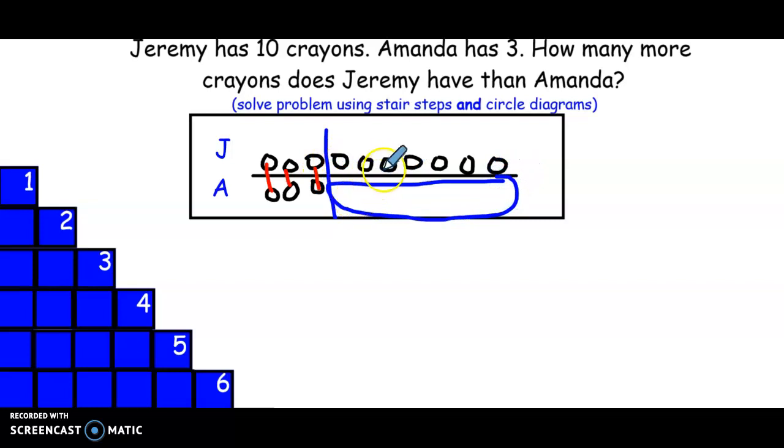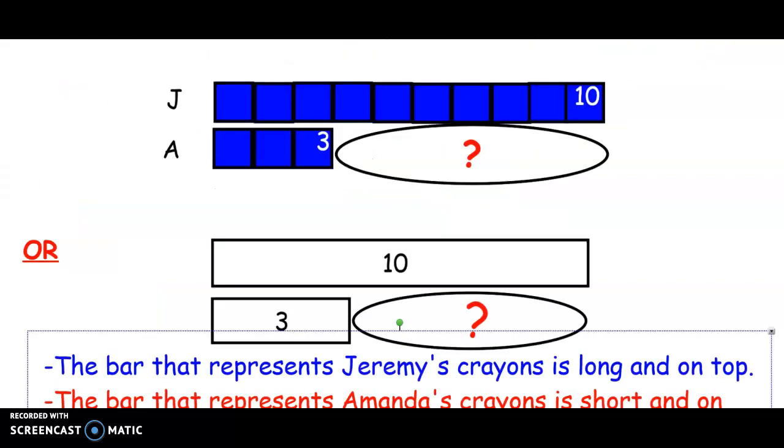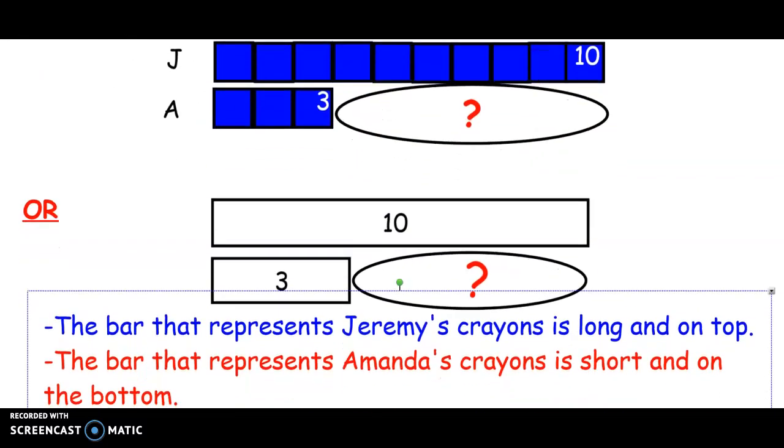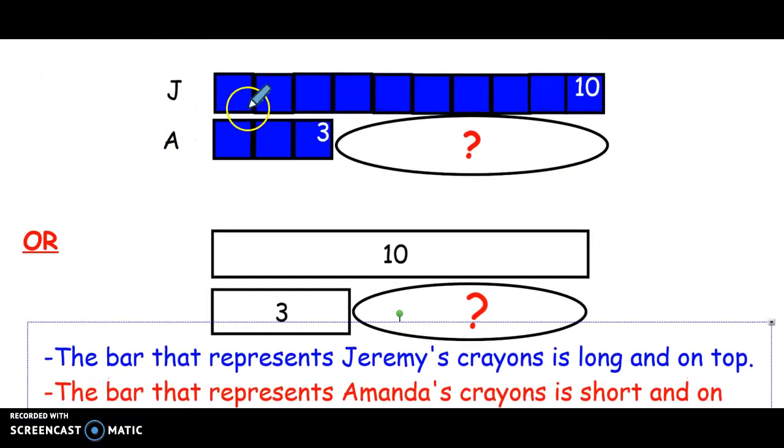And we can see 1, 2, 3, 4, 5, 6, 7. It's asking us how many more. Now this word is very important, more. That means we're looking for the difference, and the difference we can find inside the oval. So it would be 7 more crayons. That would be your answer. It would be more crayons for your label. You can see here that we have Jeremy's on the top because he's got more, and we usually put the one that has more on the top because it's easier for us to put the difference on the bottom.